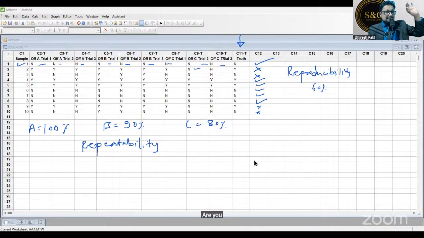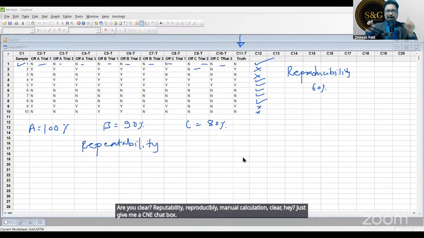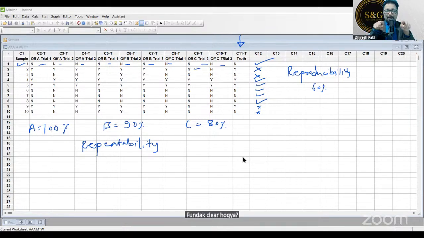Are you clear? Repeatability, reproducibility, manual calculation clear hai? Just give me yes in the chat box. Funda clear ho gaya? Repeatability, reproducibility with triple A example.